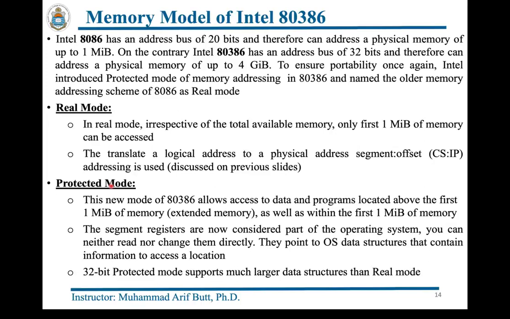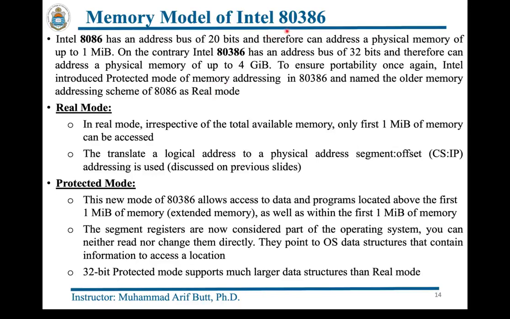Well, Intel 8086 has an address bus of 20 bits and therefore can address a physical memory of 1 megabyte. On the contrary, Intel 8386 has an address bus of 32 bits and therefore can address a physical memory of, course, up to 4 GB. To ensure portability, once again, Intel introduced protected mode of memory addressing in 8386 and named the older memory addressing scheme of 8086 as real mode.